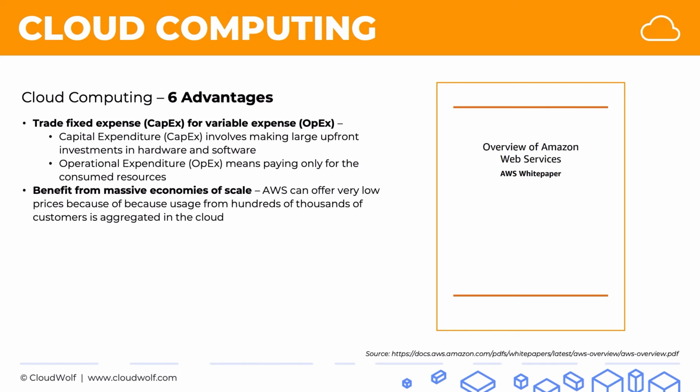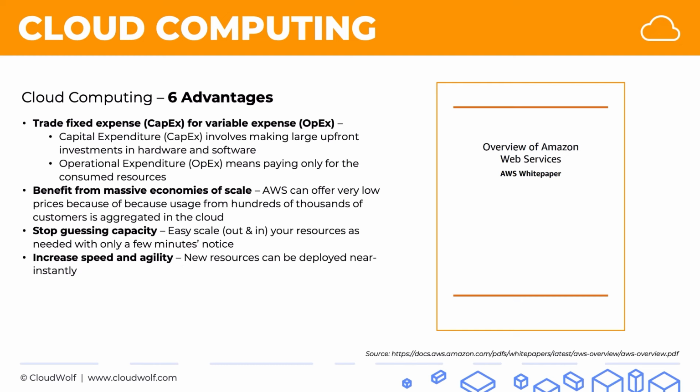Number 2 is you benefit from massive economies of scale, something we've already discussed. Number 3, you stop guessing capacity. It's very easy to scale in and out. Imagine in the past, you would have to have a big server, and then when you want to 10x the number of customers you have, you'd have to buy 10x the number of servers. Whereas now, at a flick of a switch, you can have more servers in the cloud or fewer servers in the cloud. You don't need to guess how much you will actually need to be using.